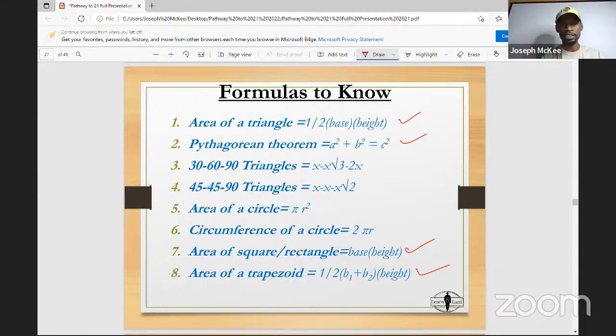Remember, I said you got to ask yourself 3 questions. What is the problem looking for? What am I missing? And what do I already know? Formulas are things that you already know. And these are things that you can use to help solve some of those problems on the ACT math.